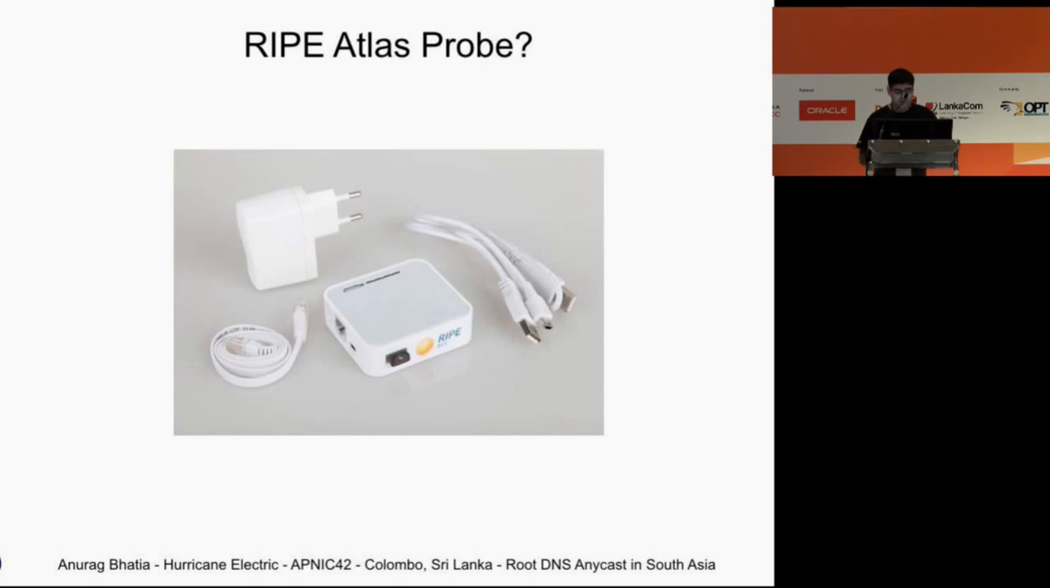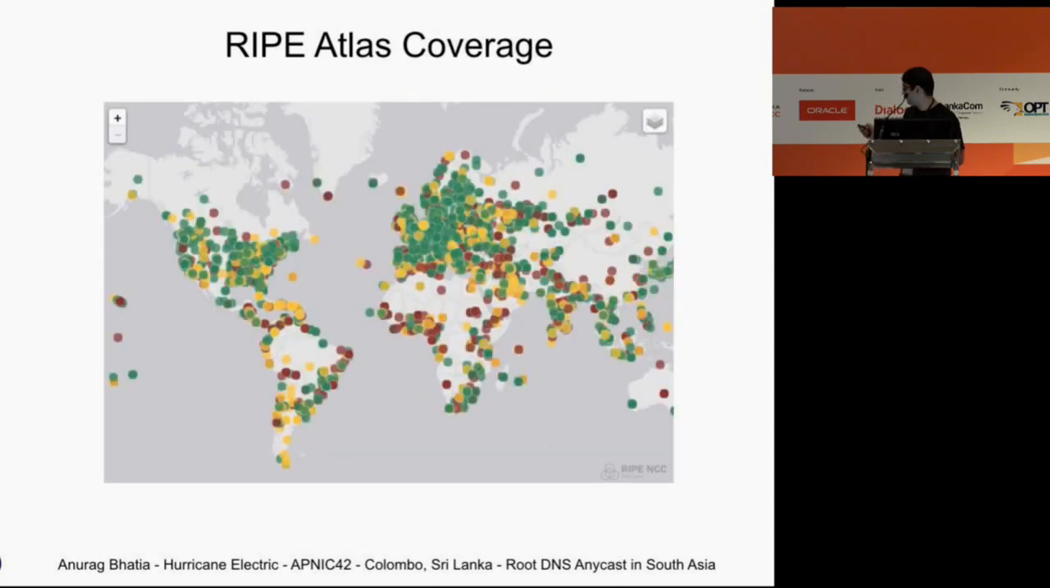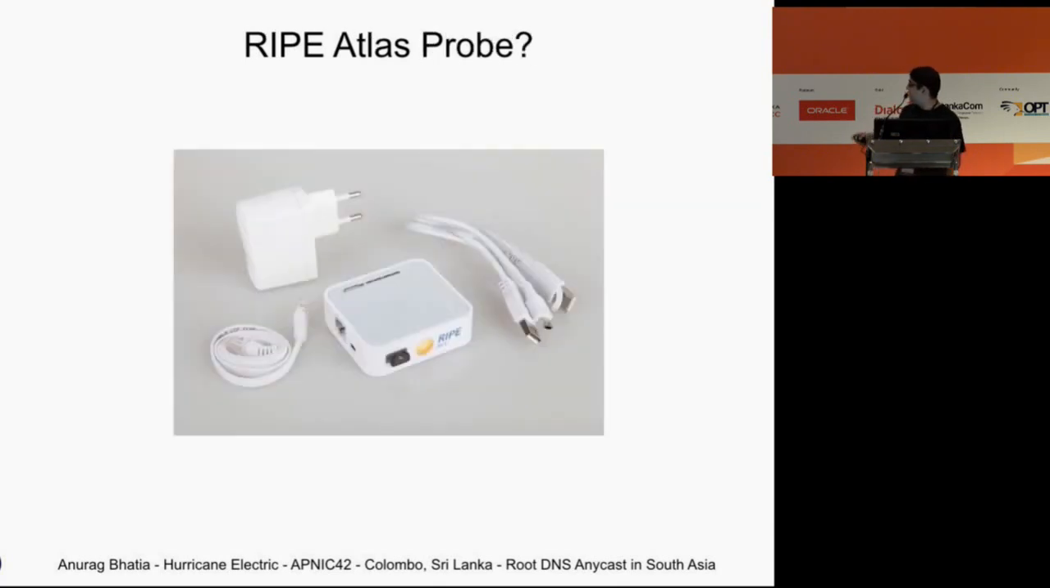Basic idea of the RIPE Atlas probe. I thought I would take this opportunity to tell you about the RIPE probe. This is a small device, as you can see. It comes with an adapter, a charging cable, and an Ethernet cable, and it does some basic measurements all the time. Whenever a RIPE Atlas probe is connected in a network, it keeps on measuring latency and the traceroutes to root servers and certain other predefined measurements.